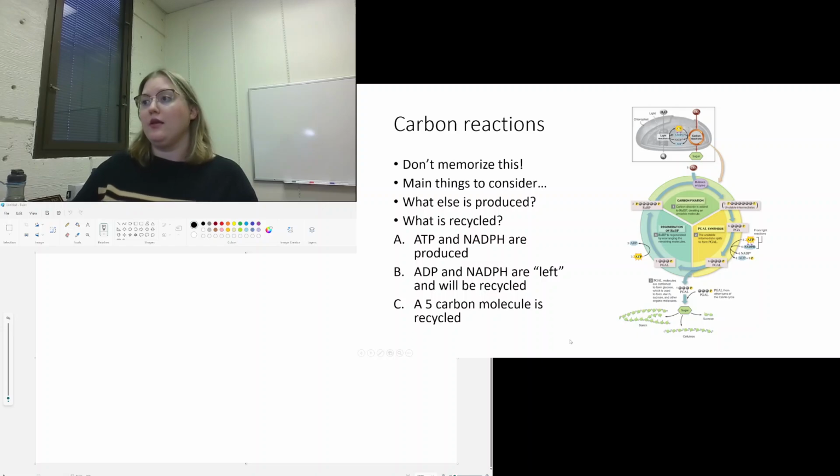Okay, now we're going to think back about how our carbon reactions interact with our light reactions. What is being used is our carbon here. We have carbon being used, and we have ATP being used. ATP is coming into the reaction here. Okay, ATP is going in, and then ADP is coming out.